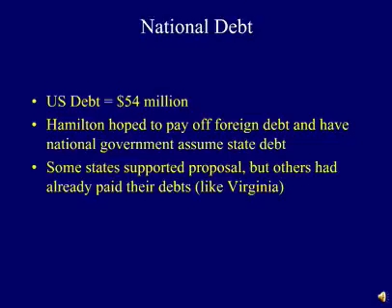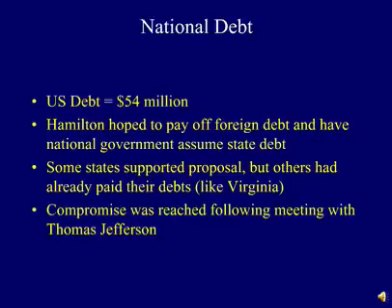Several states with large debts, like Massachusetts, supported his proposals, but many others, several of which were from the South, like Virginia and Maryland, had already paid off their debt. It seemed as if his financial plans were doomed to failure in Congress until once again a compromise solution was reached. This took place following a meeting with Thomas Jefferson.